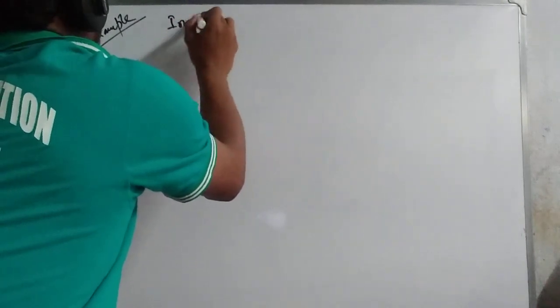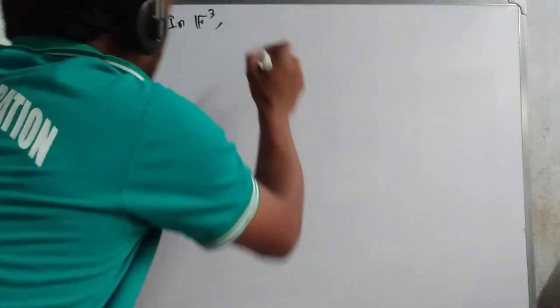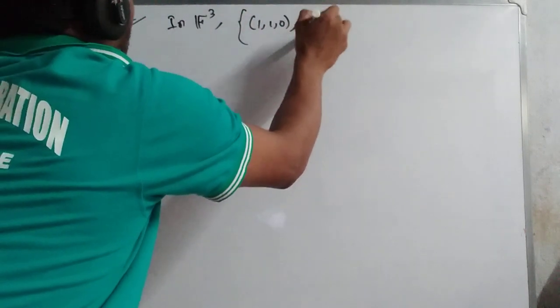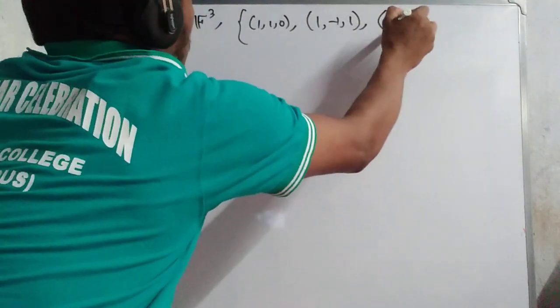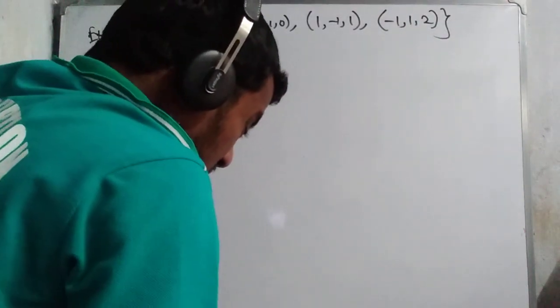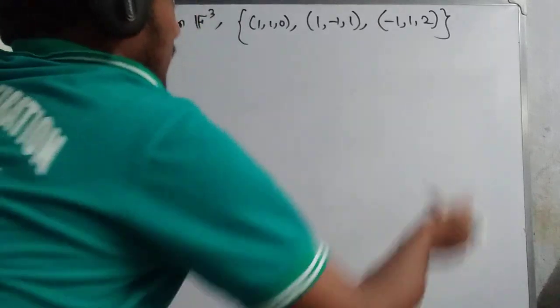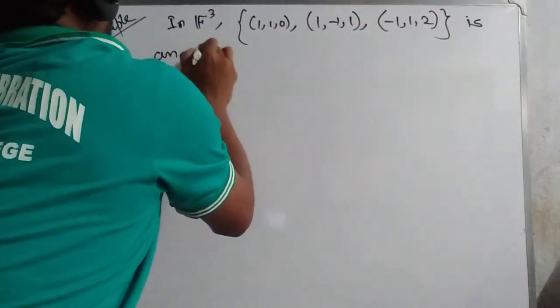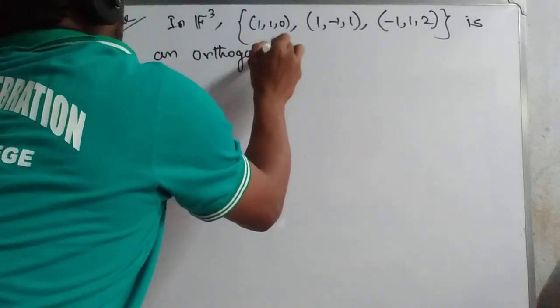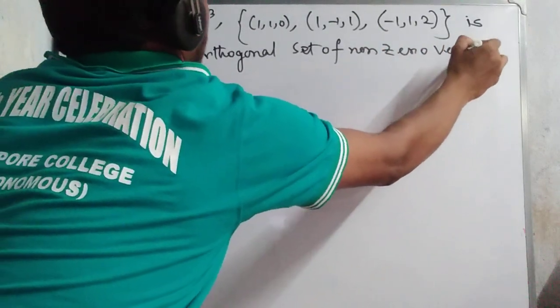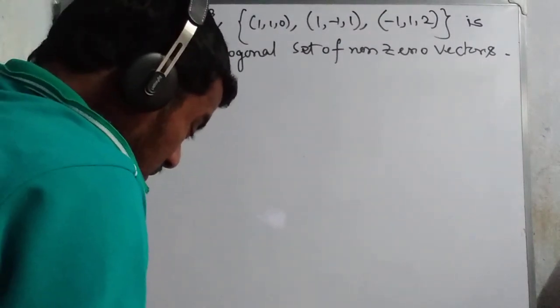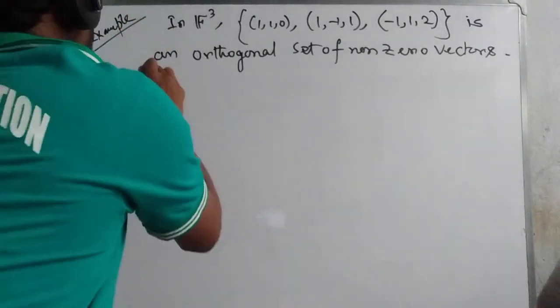Here we write the example. In R3, the set {(1,1,0), (1,-1,1), (-1,1,2)} is an orthogonal set of non-zero vectors, but it is not orthonormal.